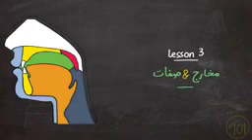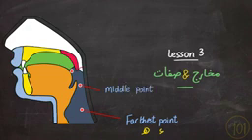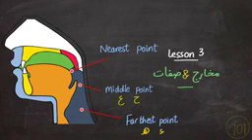In Lesson 2, we started tackling the second area of articulation, which is the throat, Al-halq. The throat has 3 articulation points. The farthest point, from which come hamza and ha. These 2 were discussed last lesson. Then we have the middle point and the nearest point. Today's main focus is the middle point of articulation. From this area, we pronounce 2 letters. They are ha and ayn.